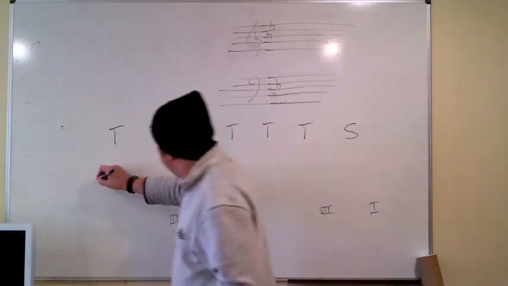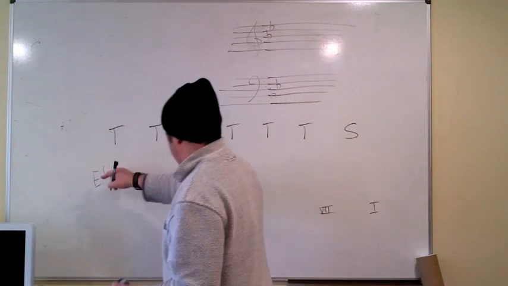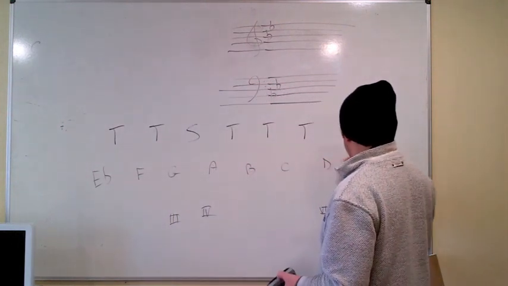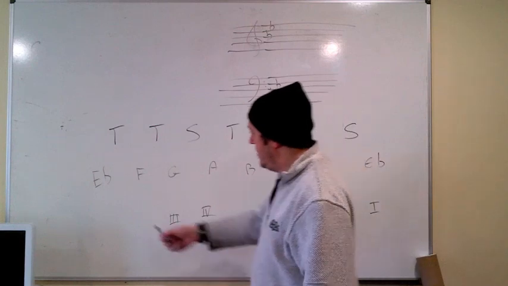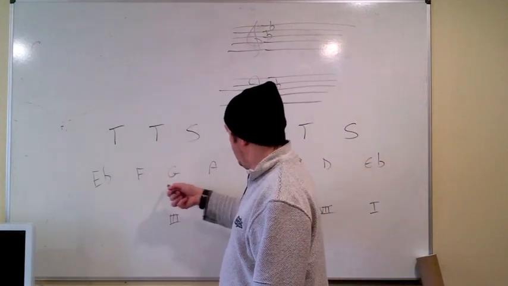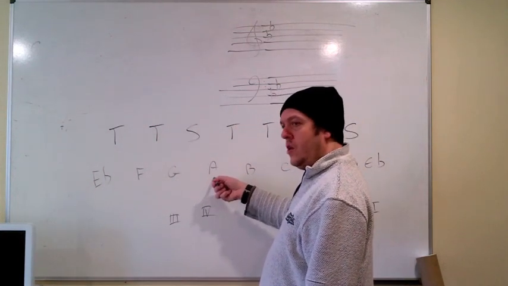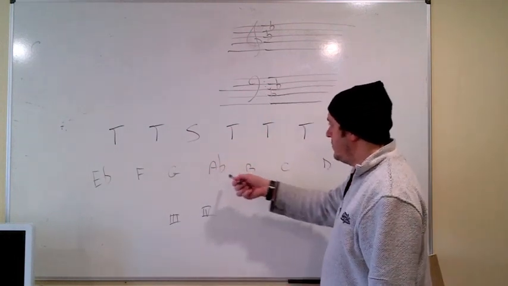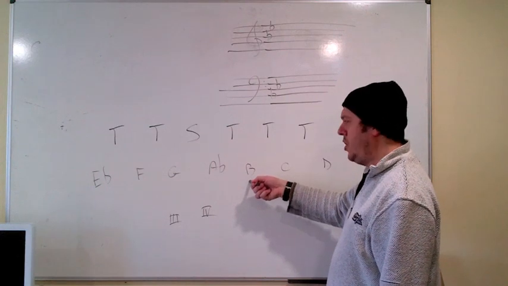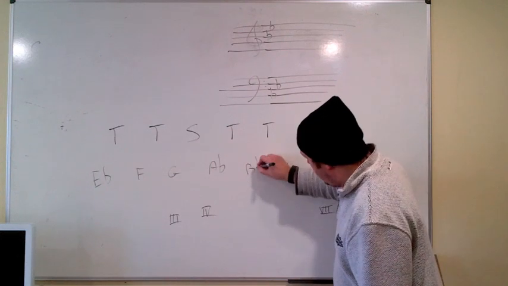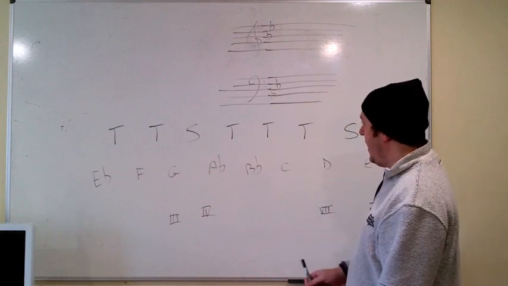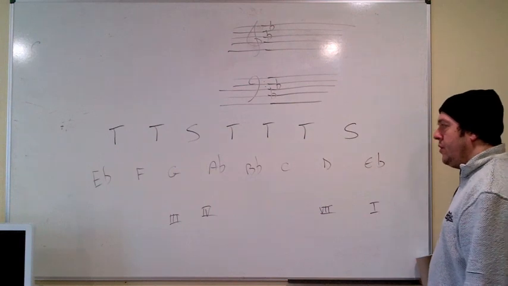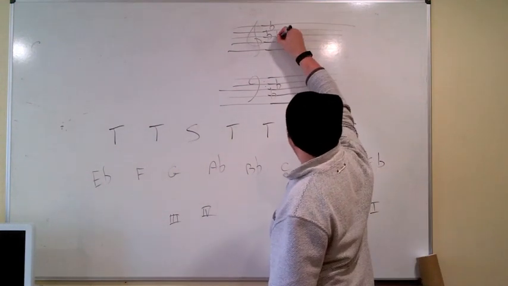E flat. F, G, A, B, C, D, E flat. Tone, tone, semitone, B flat. A flat. Tone, no, it's too big. Now it's a semitone. A flat, B flat. Tone, tone, semitone. A flat, isn't it?